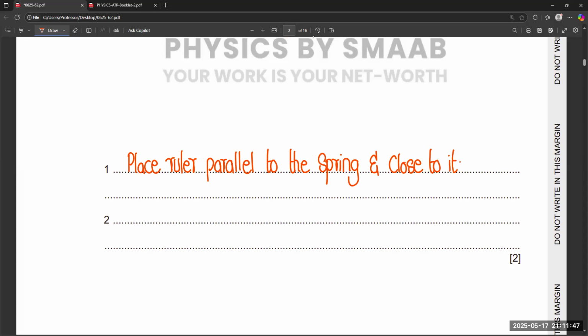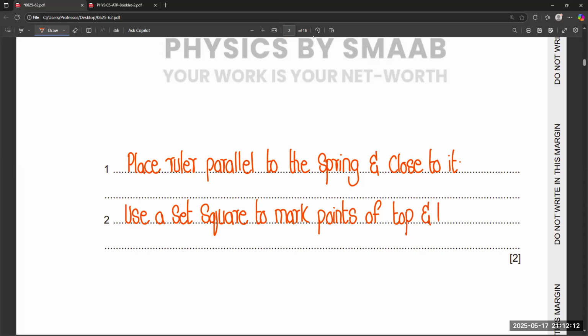And the second point is: use a set square to mark the points of the top and bottom point of the spring.